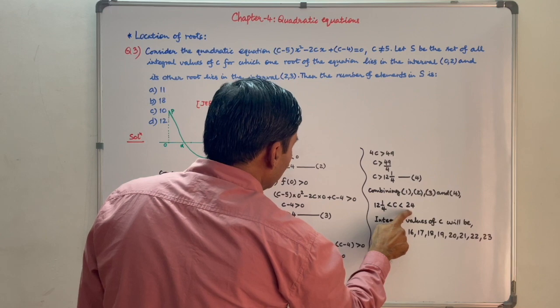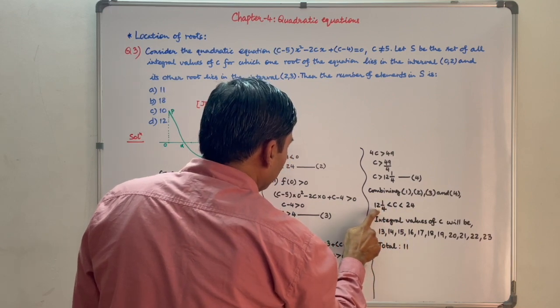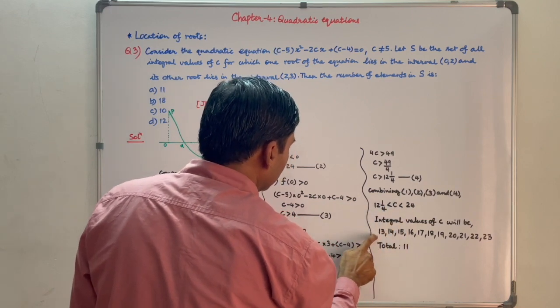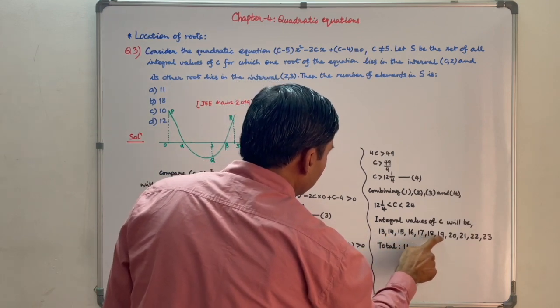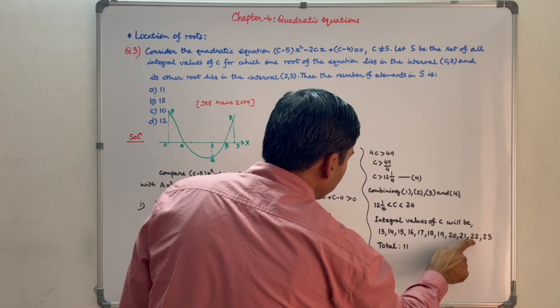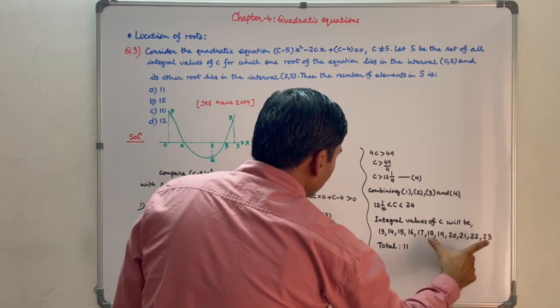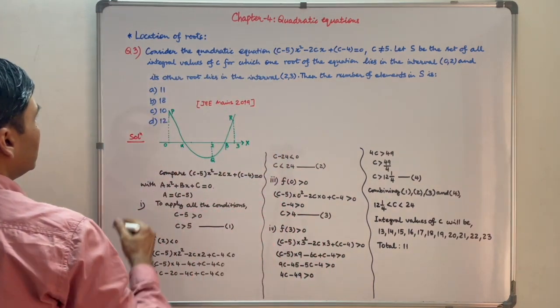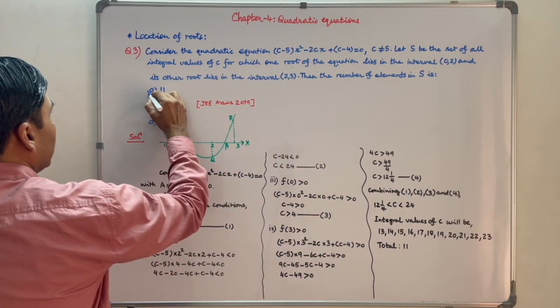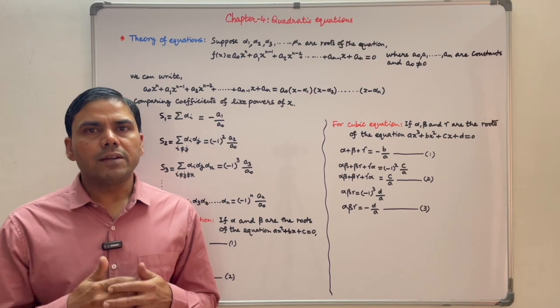So integral values between 12 whole 1 by 4 and 24 will be 13, 14, 15, 16, 17, 18, 19, 20, 21, 22 and 23. So they are 11 in number. So our correct option is A.